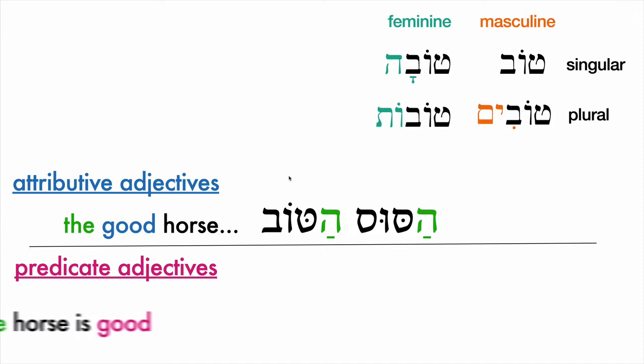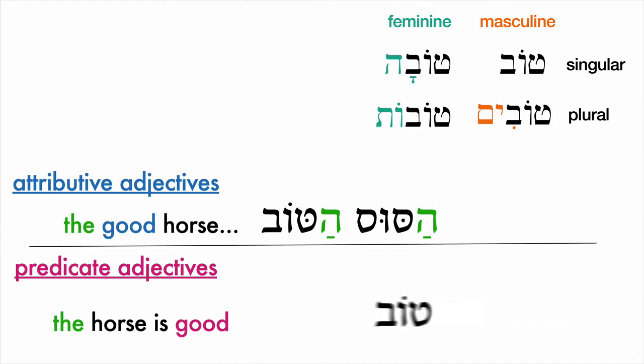By contrast, if we want to say the horse is good, we're still going to start with our adjective. Good is the horse. We still put the predicate adjective first, and you will see that it does not have the definite article. It doesn't have the word the. And to me, this makes it so easy to spot the horse, the good one, versus good is the horse.